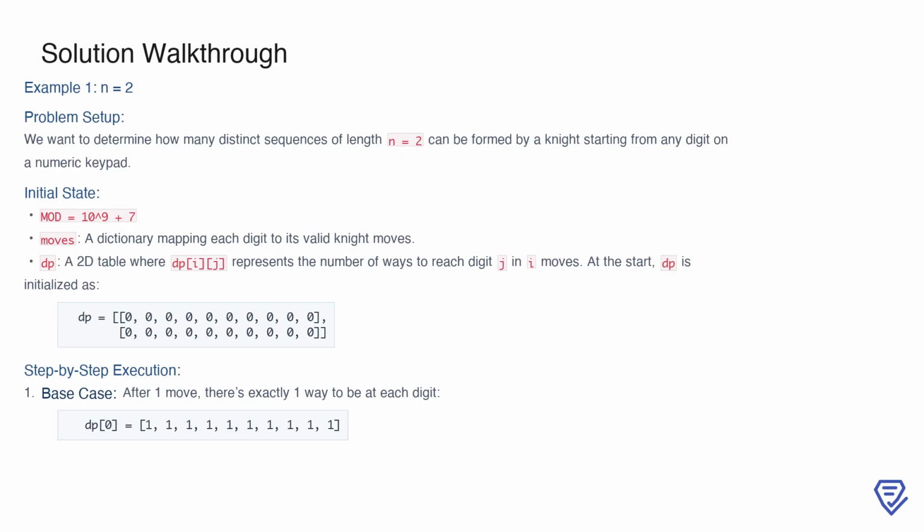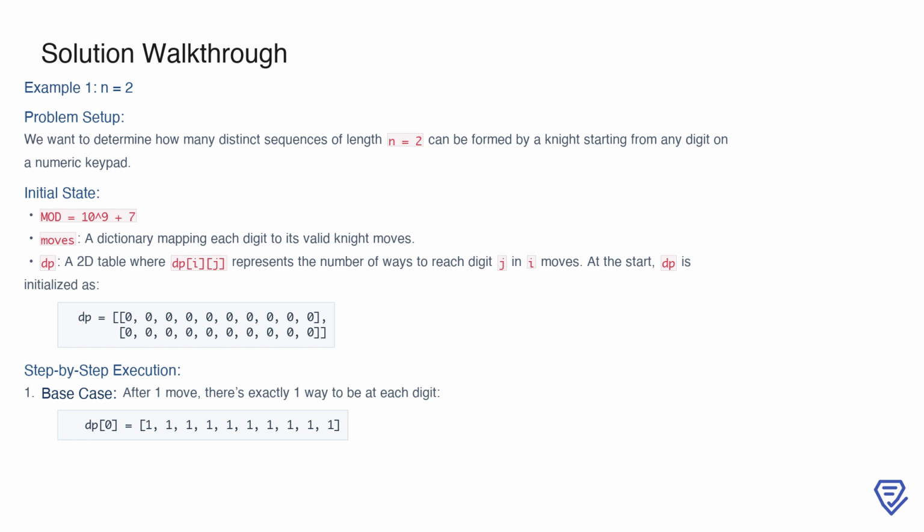To solve the knight dialer problem, let's start with an example where the sequence length is n equals 2. Here, the goal is to determine how many distinct sequences of length 2 can be formed by a knight starting from any digit on a numeric keypad. We begin by setting up some initial variables. First, we define mod as 10 to the power of 9 plus 7 to ensure we handle large numbers efficiently.